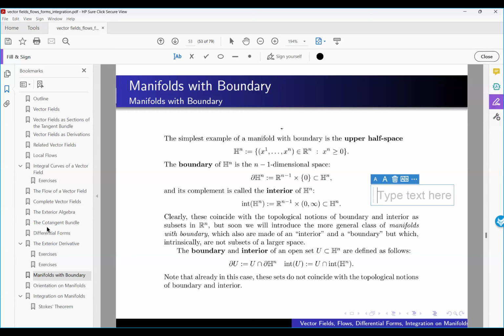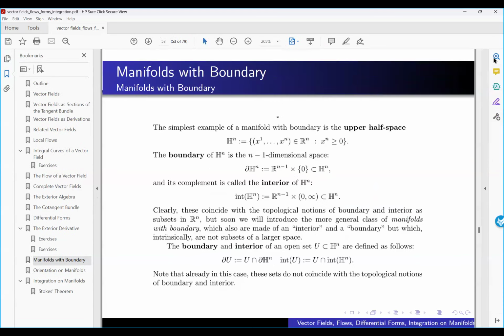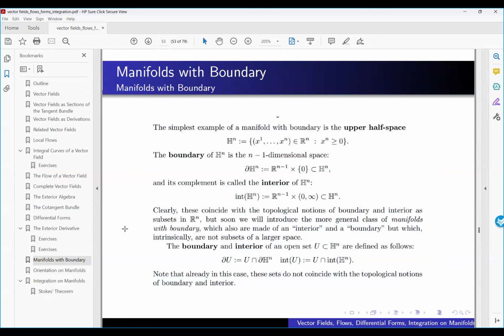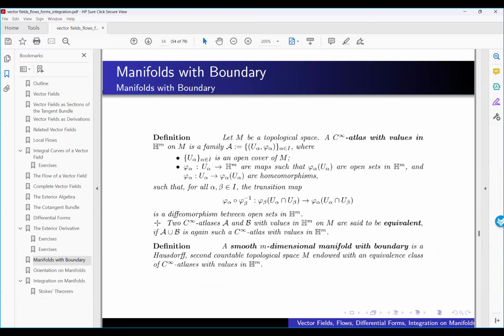What we obtain is the so-called manifolds with boundary. Okay, so you see here we define the boundary, and we define the interior of H^n. But I guess you pretty much know what this is.